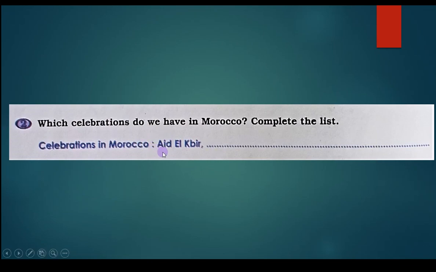So, Eid al-Adha and Eid al-Fitr are religious celebrations.